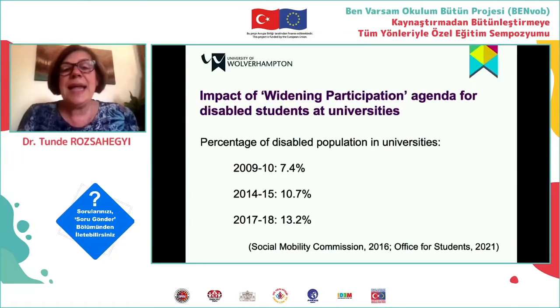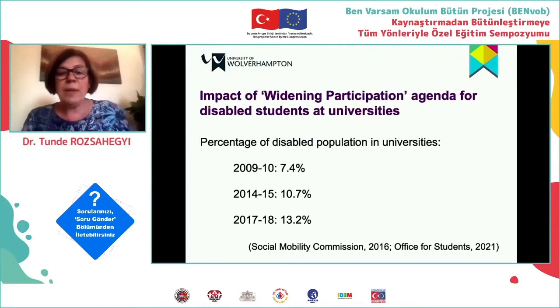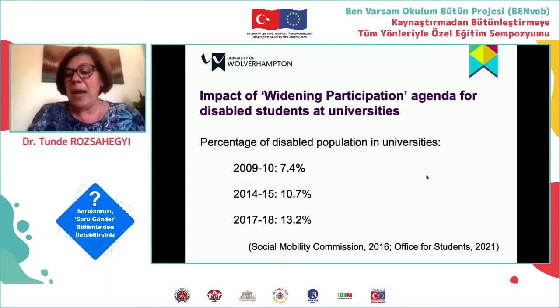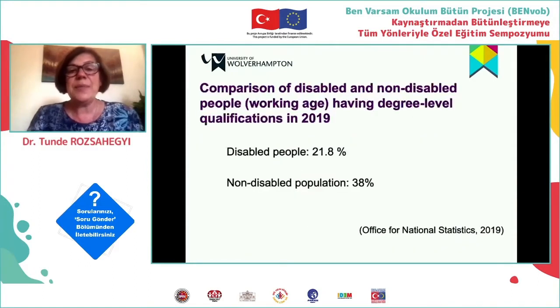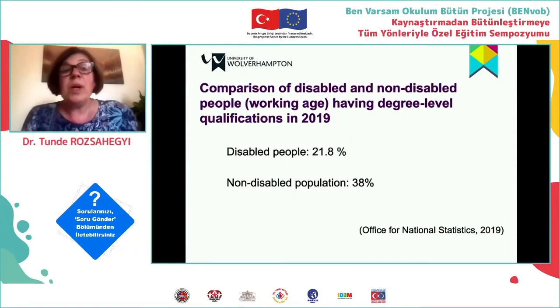You can see that in the last 10-12 years, the percentage of disabled students at universities almost doubled. In 2009-10, it was 7.4% of students who declared a disability. In 2017-18, it was 13.2%. So there is a growing tendency of more and more disabled students applying for universities, and that is commendable, obviously.